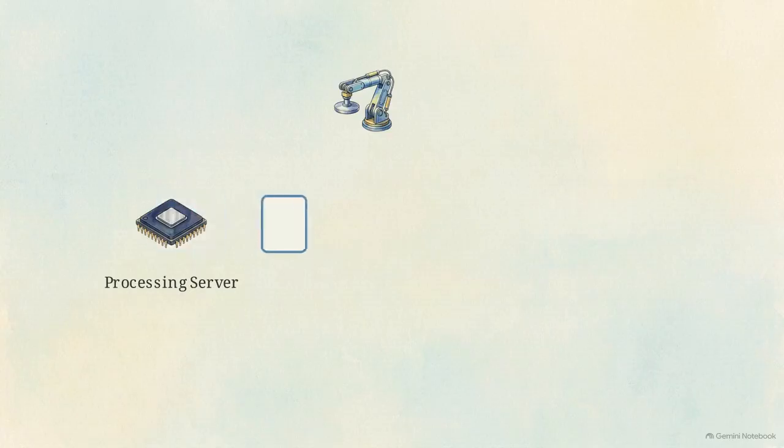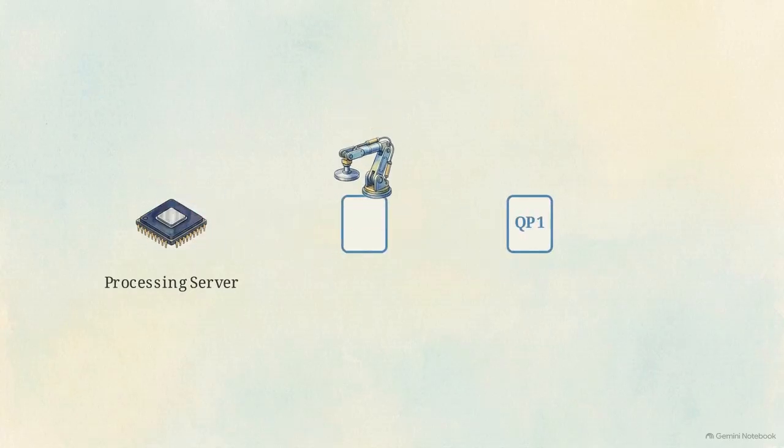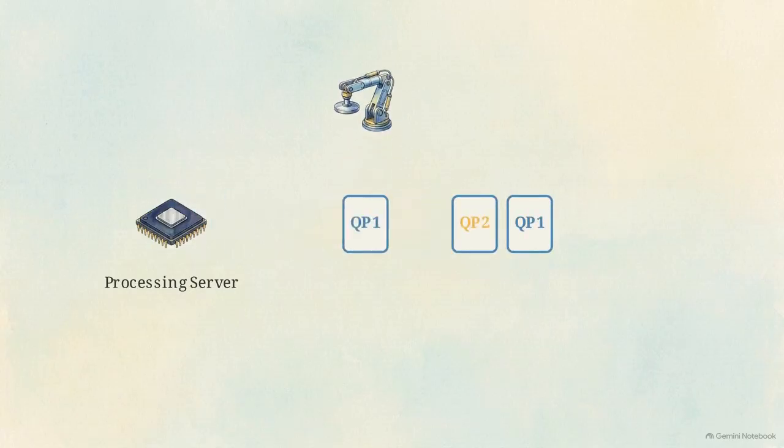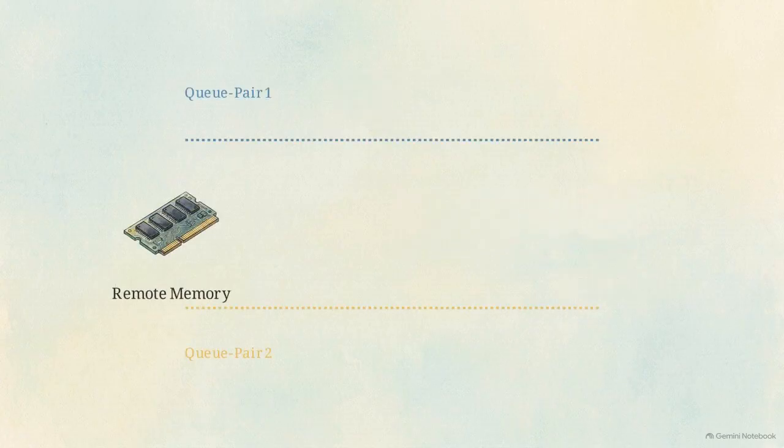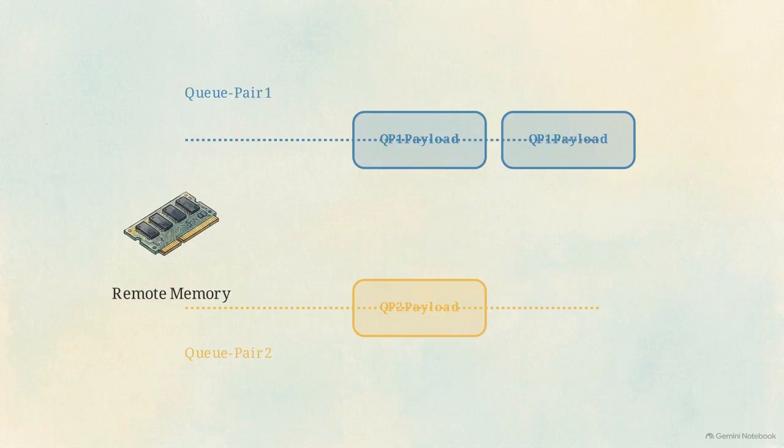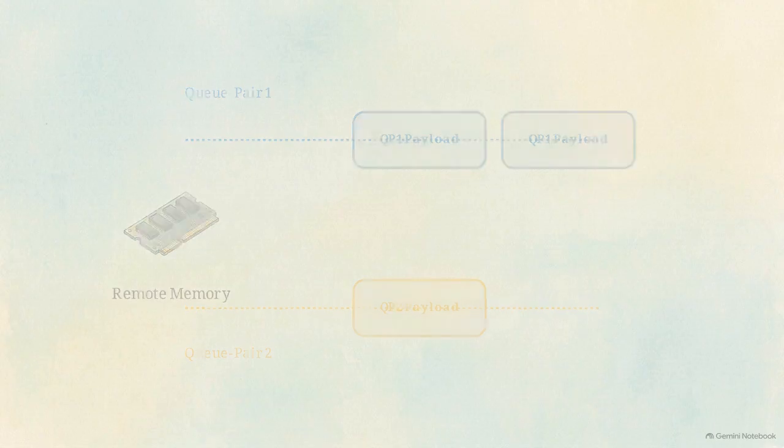To prevent this, the processing server assigns strict queue-pair sequence markers to the headers. These markers map directly to specific queues on the RDMA servers, forcing the remote memory to output the payloads in the exact deliberate sequence dictated by the scheduler.